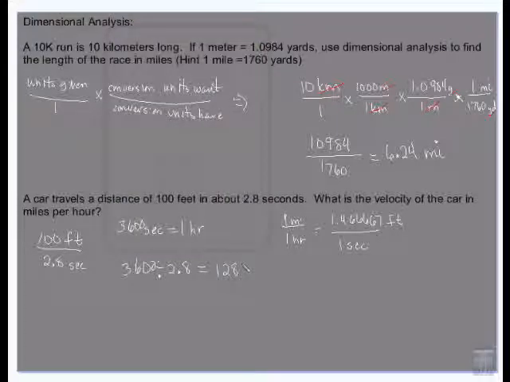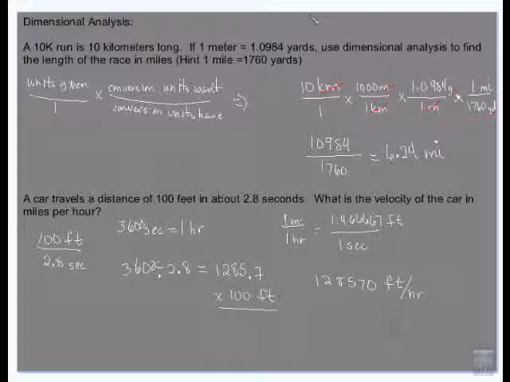So there's 1,285.7 times in an hour that you would travel 100 feet. Does that make sense? If you take that hour and you break it up into 2.8 second blocks, you get 1,285.7 of them. Each one of those, you go 100 feet. Does that make sense? So I'm going to move the decimal place, so it's 128,570 feet per hour.